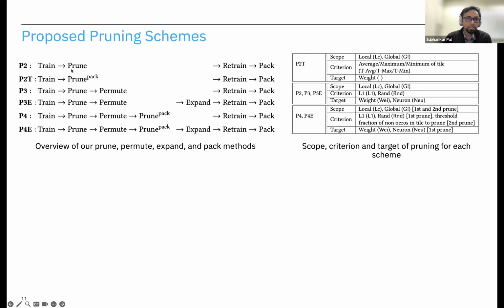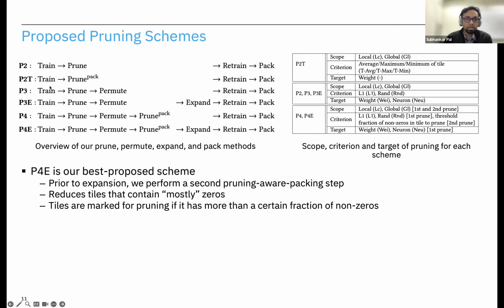The first one is the baseline, where you just train the network, prune it, and then retrain after pruning, and then pack it. That's the complete baseline. And then there are different variations. I'll talk about P2T a bit later. P3 is train, prune, and then permute, retrain, and pack. So this is what I just explained over the past few slides. Now P3E is adding an expand step.